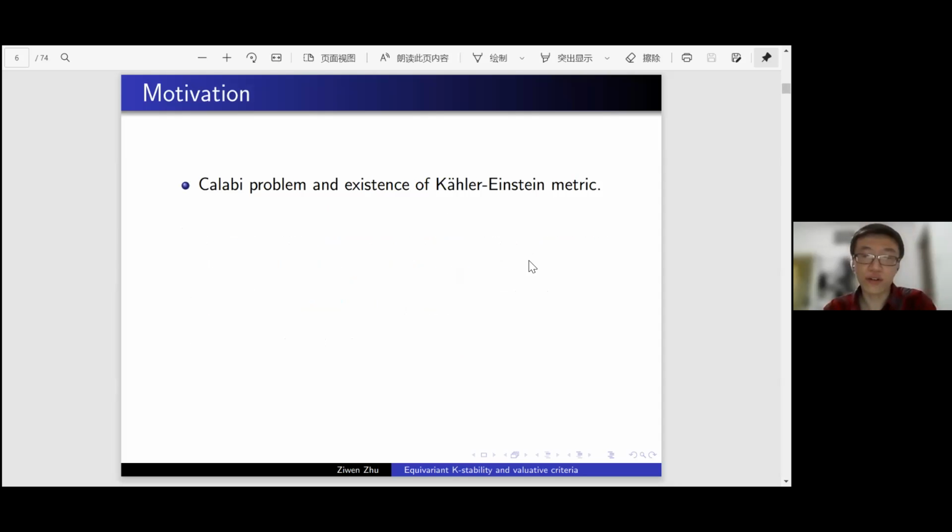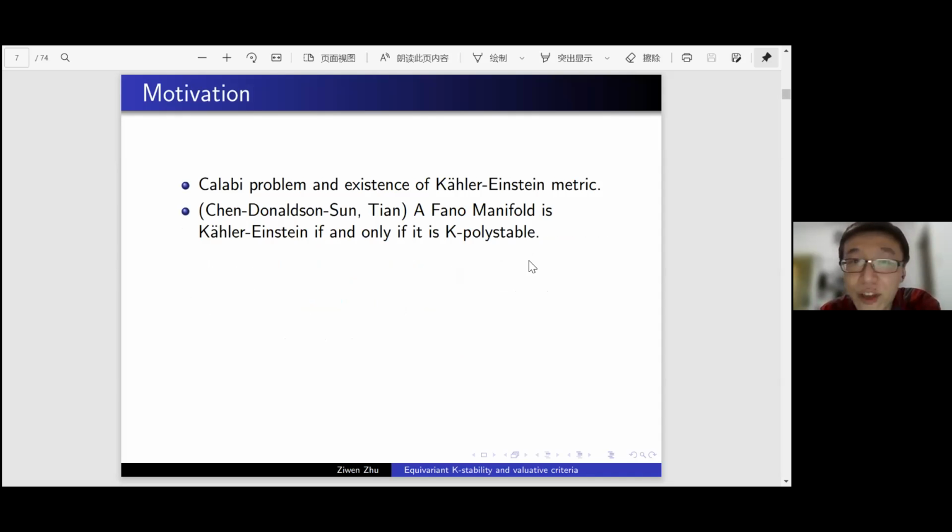Now let me talk about some of the motivations for the study of K-stability. As far as I know, it comes from a question on the differential geometry side: the Calabi problem, about the existence of Kähler-Einstein metrics, where the Ricci curvature is a multiple of the Kähler class. And then we have the famous Yau-Tian-Donaldson conjecture, with an analytic condition about the existence of the Kähler-Einstein metric.